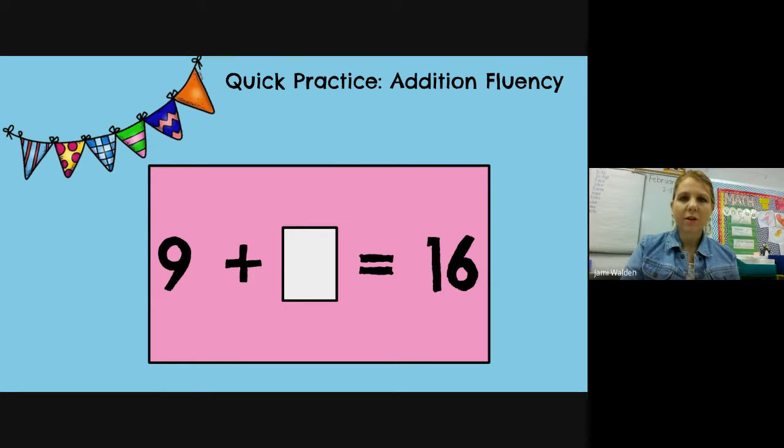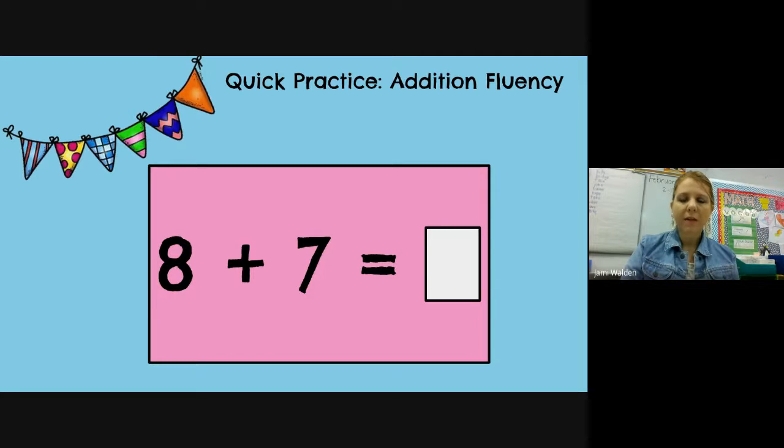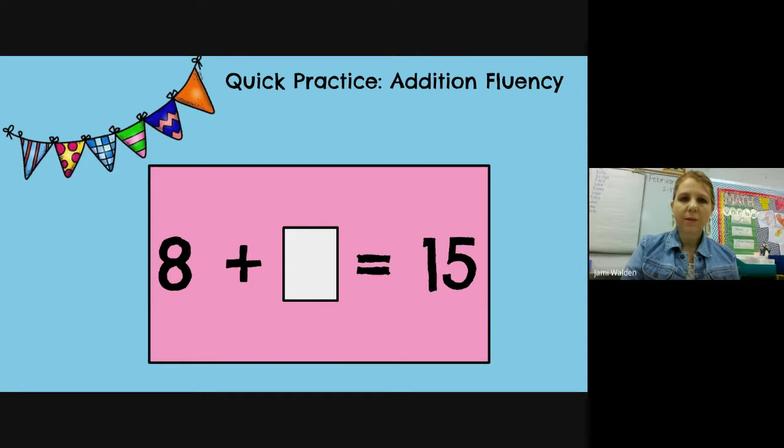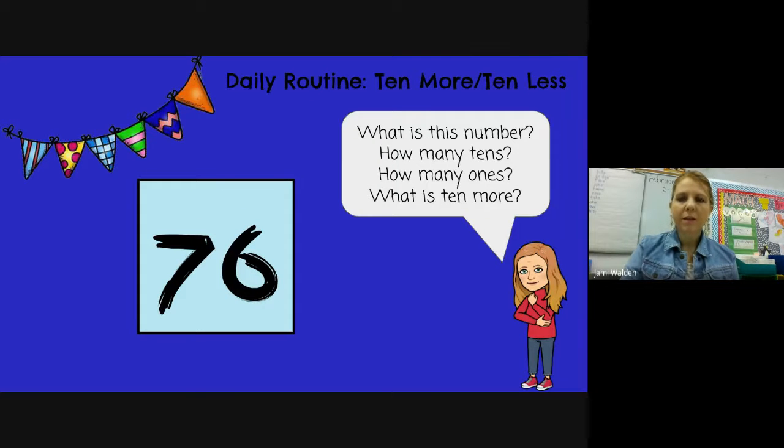What's my missing or unknown partner? 7. Good job. 8 plus 7. 15. Good. I'm thinking of the double, 7 plus 7, and adding 1 more. So 7 plus 7 is 14, and 1 more is 15. What's my missing partner? 7. Good job. All right, let's look at this 2-digit number and talk about what it means.